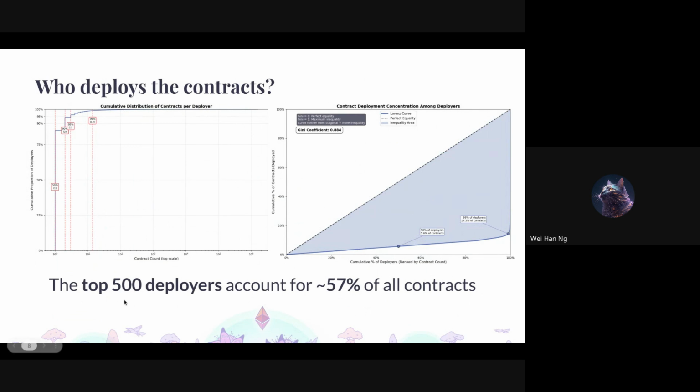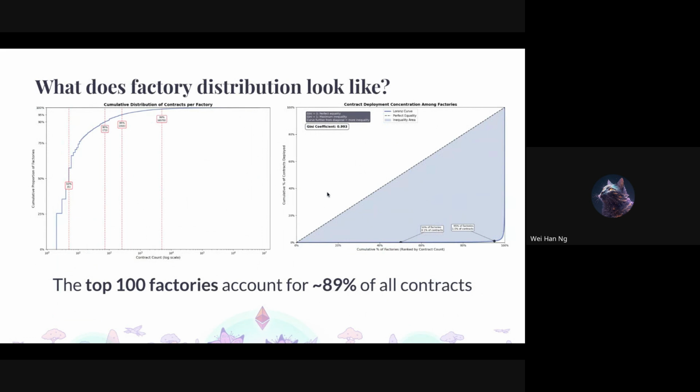Basically we have a few guys, or actually if you look at the top 500, the top 500 deployers account for 57% of all contracts. So there are a few guys who are just deploying contracts over and over again. And for what reason, we also don't know yet. Yeah. And also quickly look at the factory distribution.